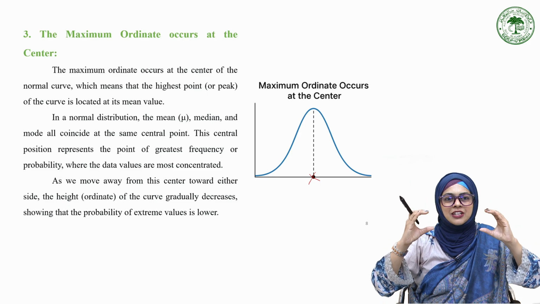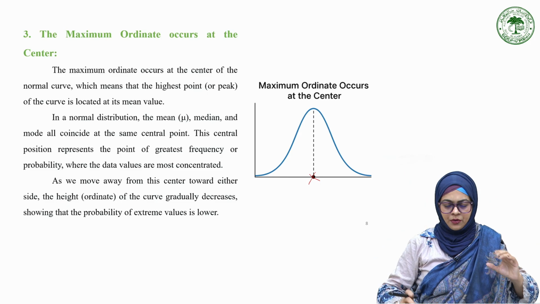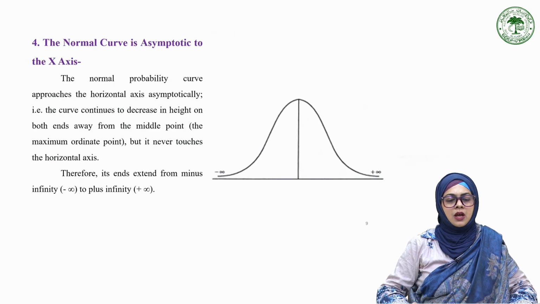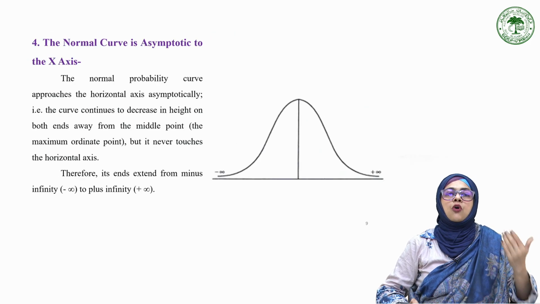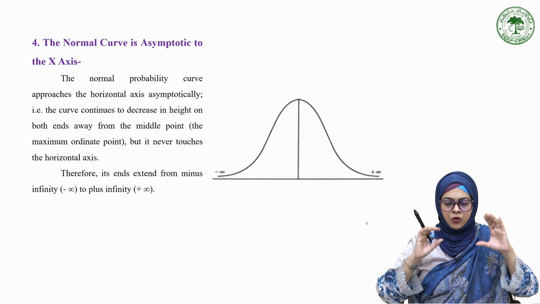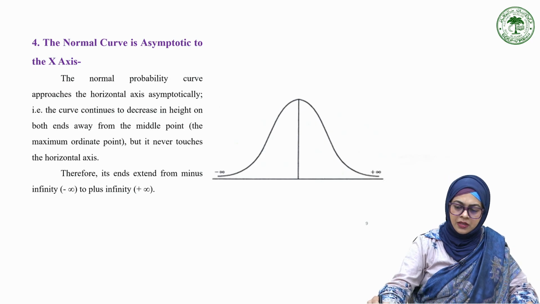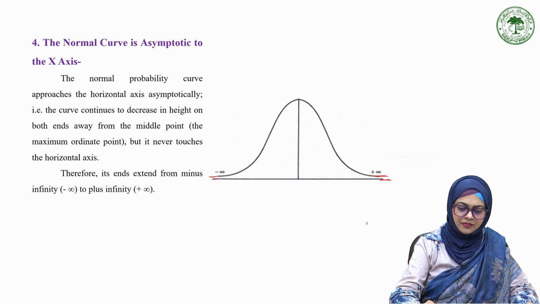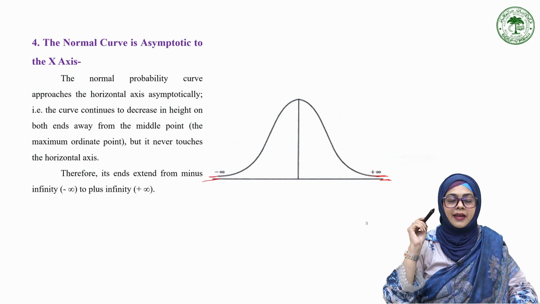The curve gradually decreases, showing that the probability of extreme values is lower. Another characteristic is that the normal curve is asymptotic to the x-axis. That means if you look at this bell-shaped curve, it never touches the x-axis. You can see here, it never touches the x-axis.